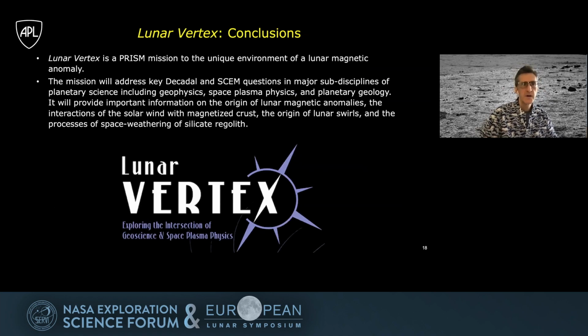Just to conclude, Lunar Vertex is a PRISM mission to the unique environment of a lunar magnetic anomaly. And we're going to be addressing key decadal and scientific context for exploration of the moon questions in major subdisciplines of planetary science. So I'll stop there.